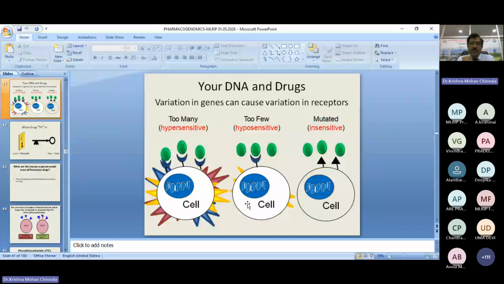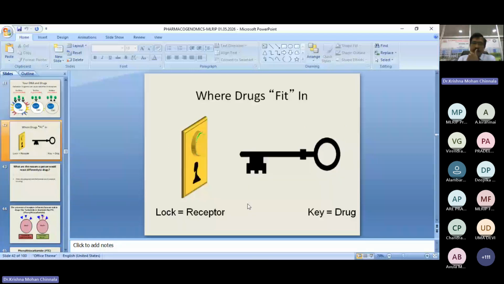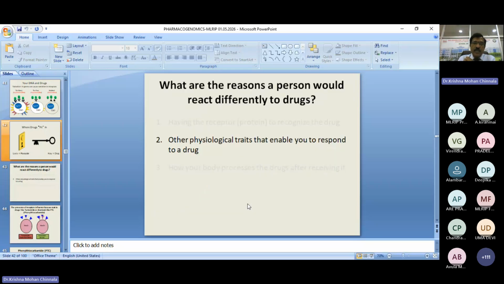Okay, already we discussed about lock and key mechanism. Of course, structural similarity and the structure of ligands is important in drugs. Nothing but the side chains of a drug, the pharmacophore or the main molecule, is important to act on the drug effectively. Okay, other physiological traits are there.